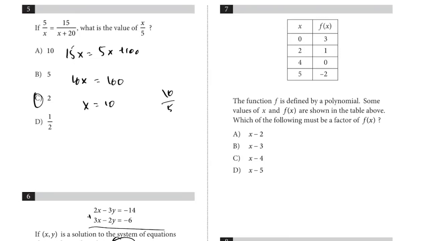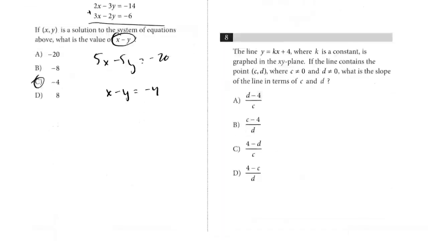All right, for question 7. The function f is defined by a polynomial. Some values of x and f of x are shown in the table above. Which of the following must be a factor of f of x? All right, so we'll use this one right here. So when f of 4 is equal to 0, right, that means x minus 4 is equal to 0, and there we go. That's a factor of the polynomial.